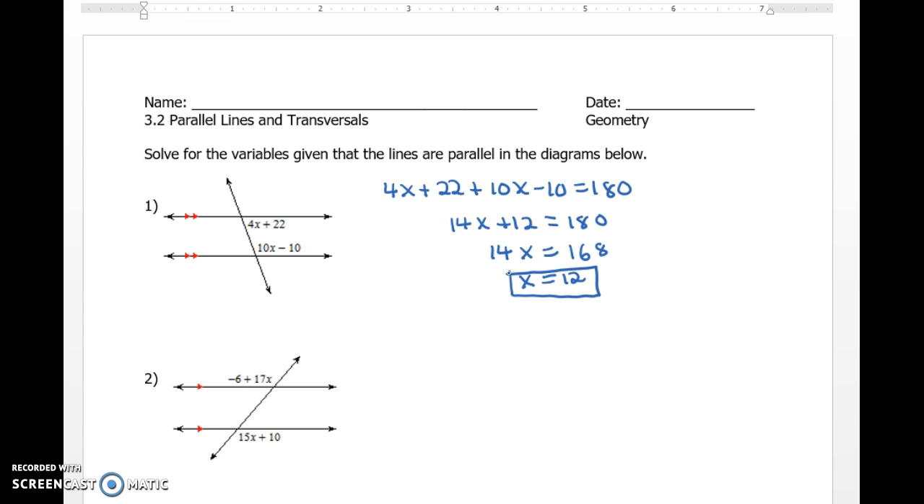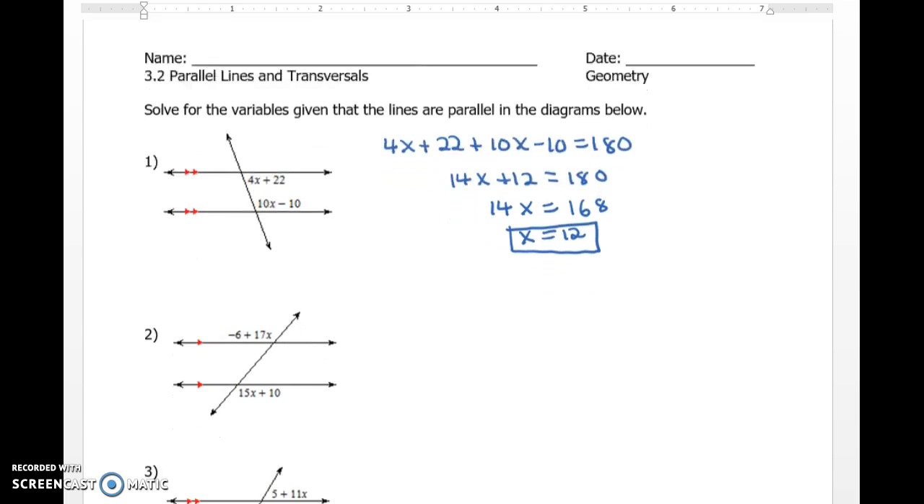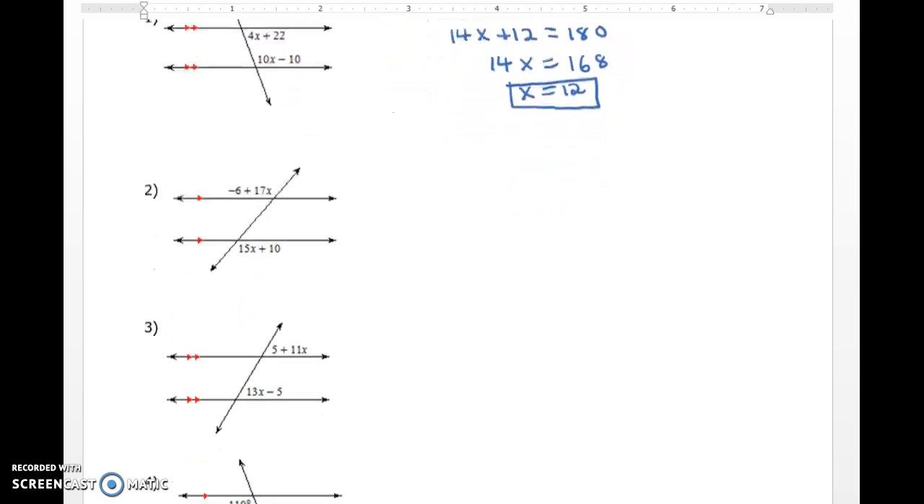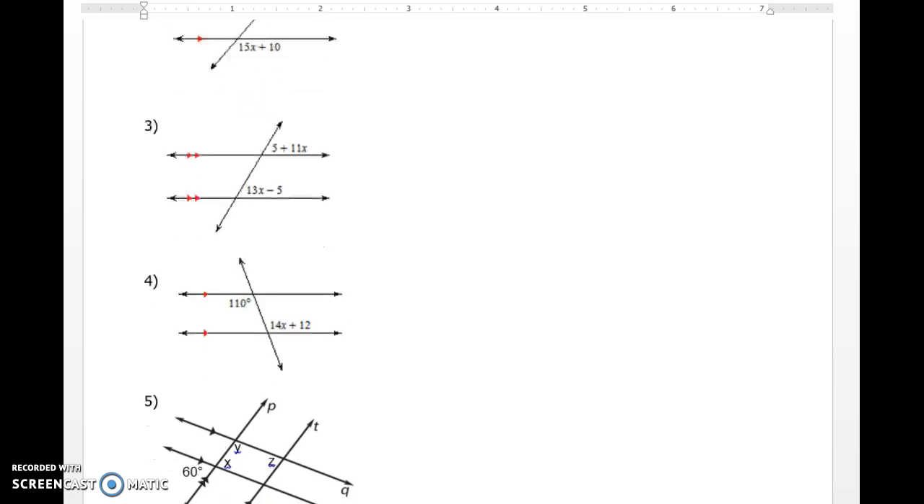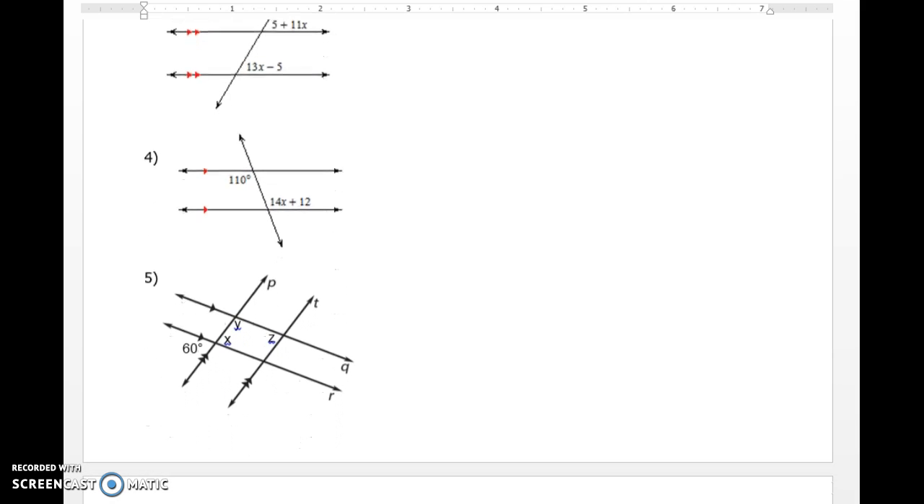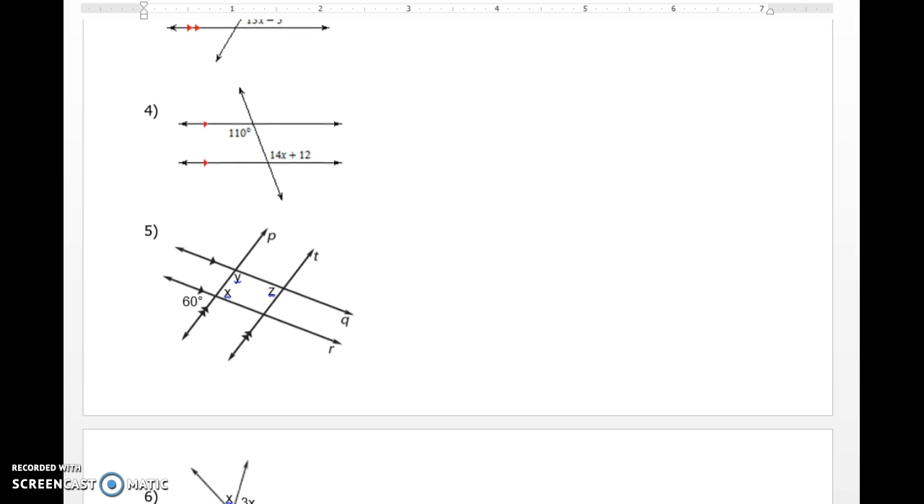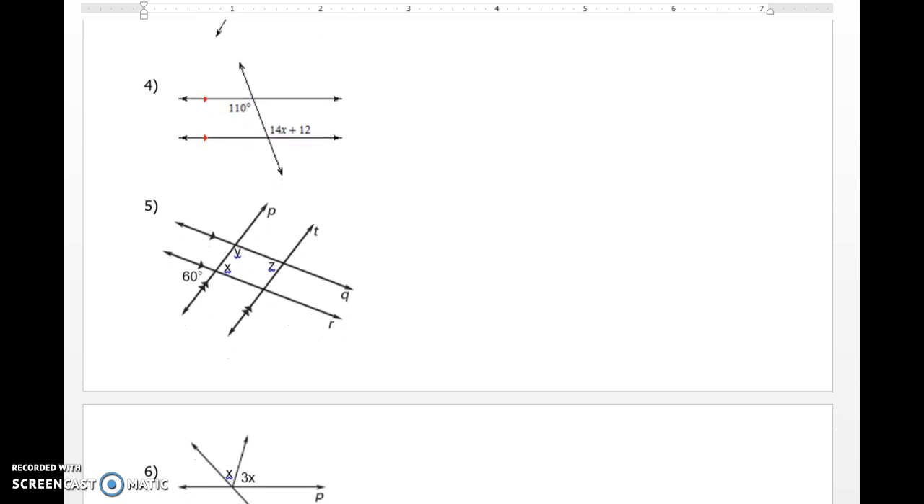So we're going to skip down to the next page actually, because if you look at number 2, those are just alternate exterior angles. You'd set them equal to each other. And so all these problems are pretty straightforward. Number 5 gets a little bit tricky because you're solving for x, y, and z. First you would use vertical angles here to solve for x, and then consecutive interior angles here, and consecutive interior angles there.